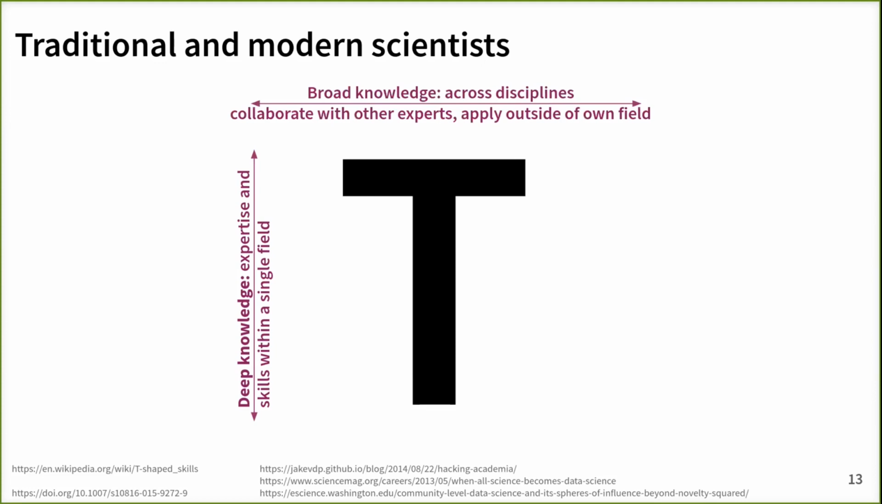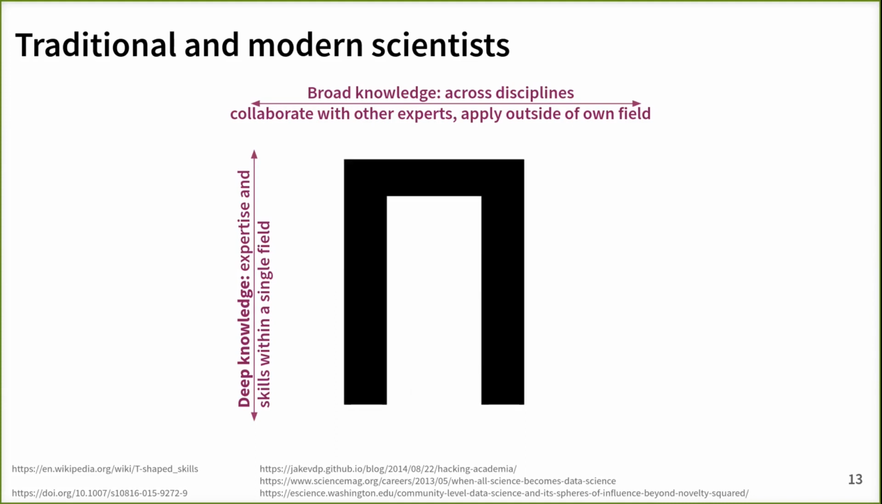But you also have the horizontal bar, which means that there is broad knowledge across disciplines. You need this knowledge to collaborate with other experts and to apply your knowledge outside of your own field. That's more a traditional view on scientists. Today, we need more this.